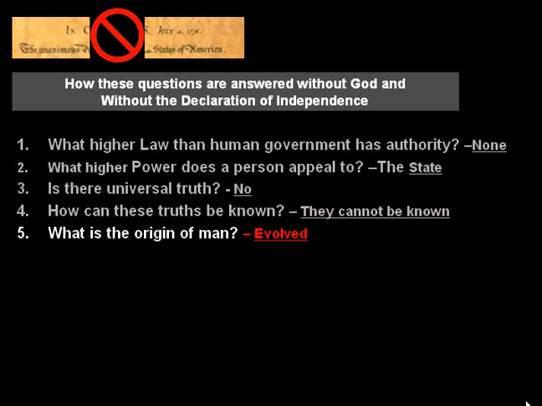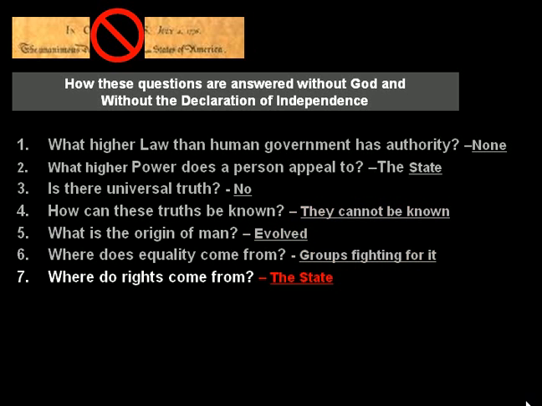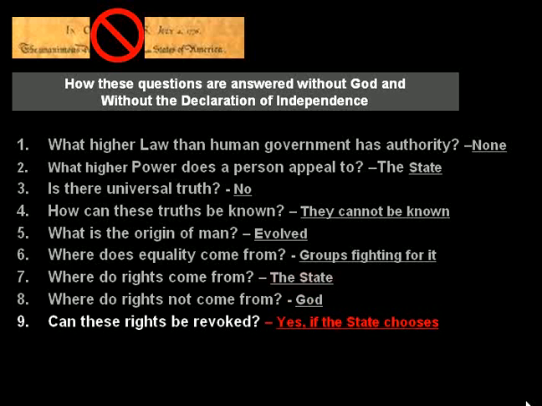What's the origin of man? Evolved. Where does equality come from? The groups fighting for it. And so it becomes a battle of rights and a battle of groups to fight for equality. There's not a universal authority to appeal to. Where do rights come from? The state. Where do rights not come from? Well, they don't come from God if God doesn't exist or he's irrelevant.